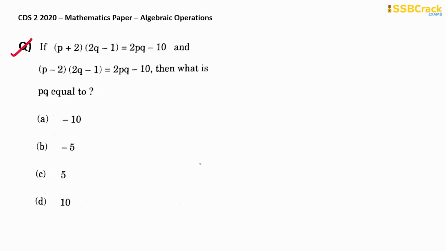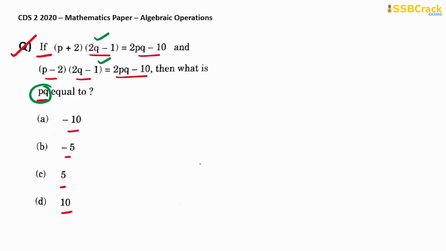Now coming to the next question, and it states that if P plus 2 into 2Q minus 1 is equal to 2PQ minus 10 and P minus Q into 2Q minus 1 is equal to 2PQ minus 10, then what is the value of PQ? And the given options are minus 10, minus 5, 5 and 10. Okay. So now we are given two different equations and we are required to find the value of PQ.